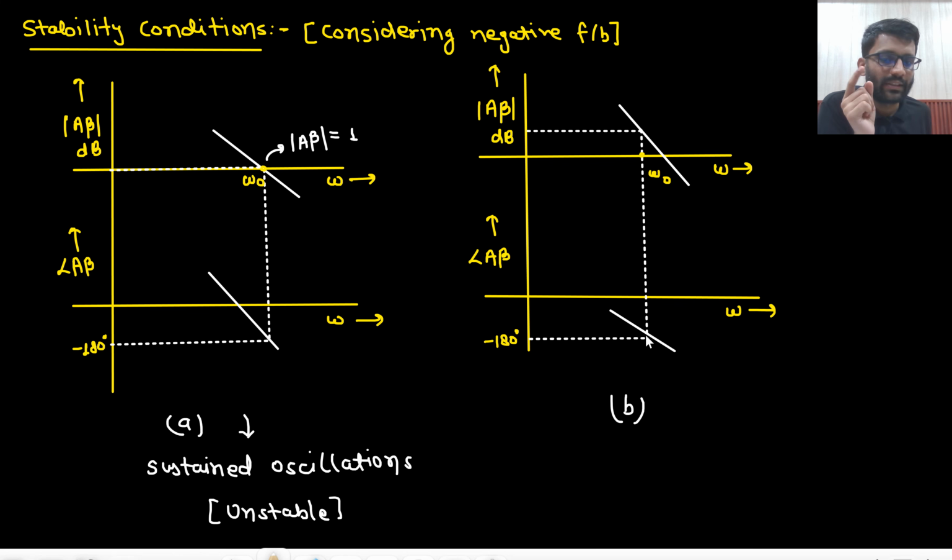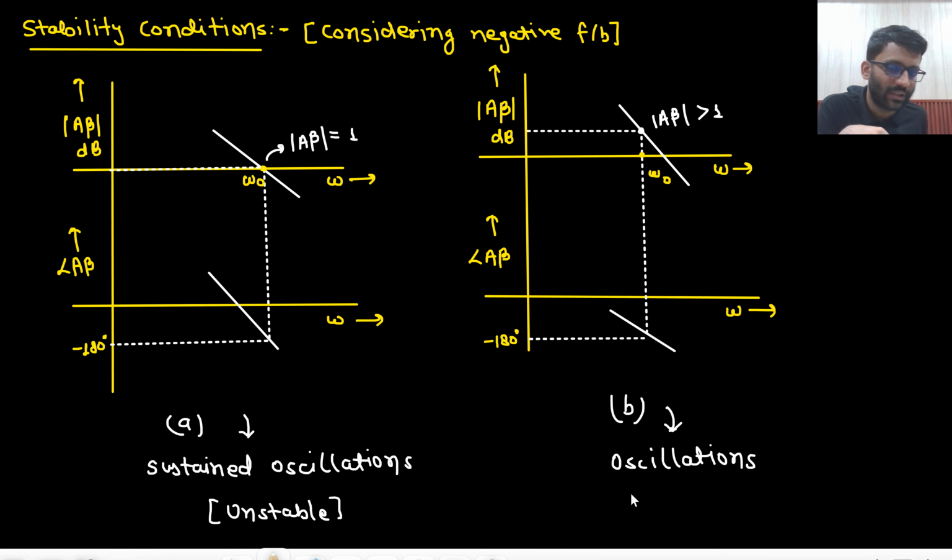Now, sir, on this condition, from the negative feedback, I am already getting minus 180 degree phase shift. Here, another 180 degree phase shift is there. That means total 360 degree phase shift. So at that point, I need to check what is my loop gain. My loop gain here is greater than 1. If my loop gain at this phase shift is greater than 1, what does that mean? That means there will be oscillations that keep on increasing. So if there will be oscillations, that means it is an unstable system.